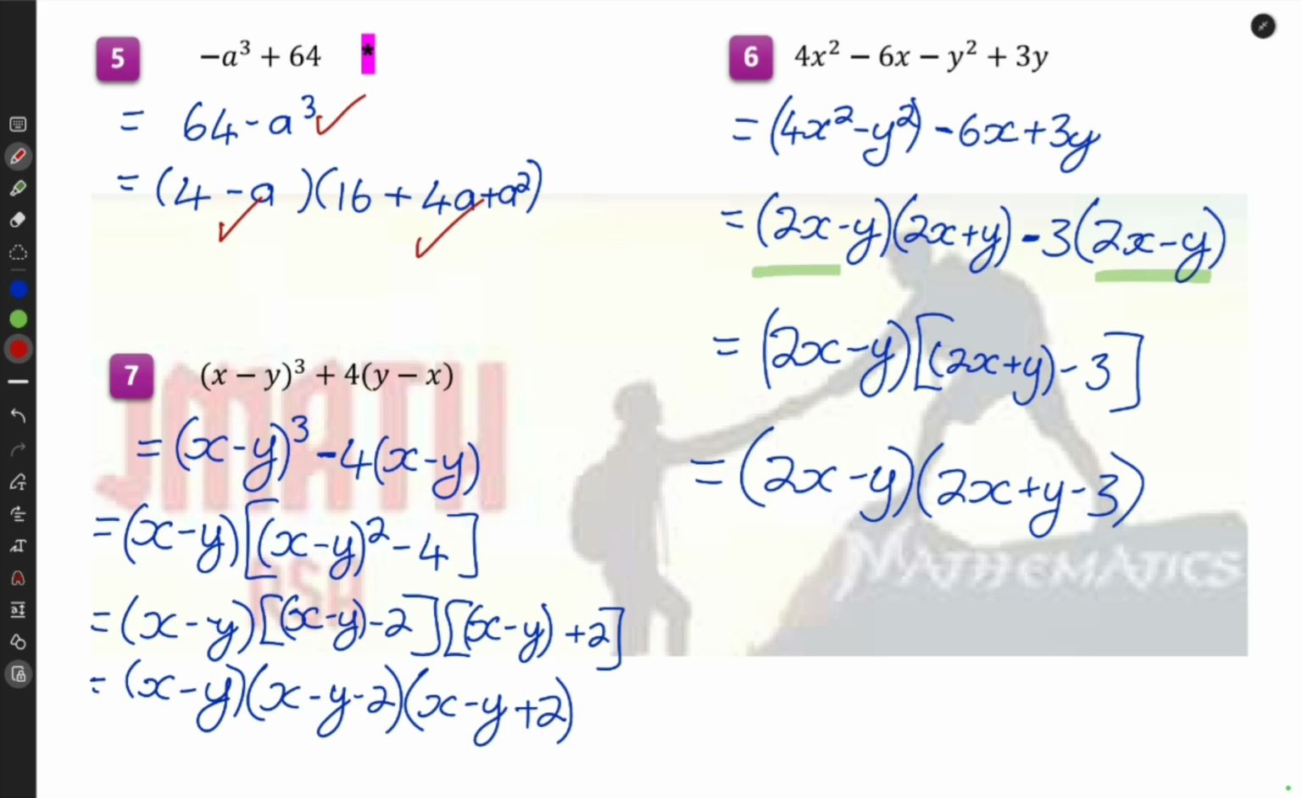Question 6 counted 4 marks. I would get a mark for doing the correct grouping, then for doing the difference of squares, then for taking out the correct factor, and then for leaving my brackets in the correct form. Question 7 also counted 4 marks. I would get a mark for doing the sign change, taking out the common factor, and then for leaving my brackets in the correct form when doing the difference of 2 squares.